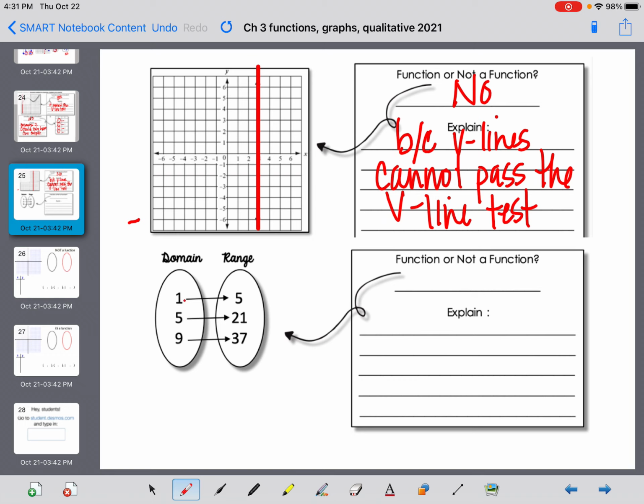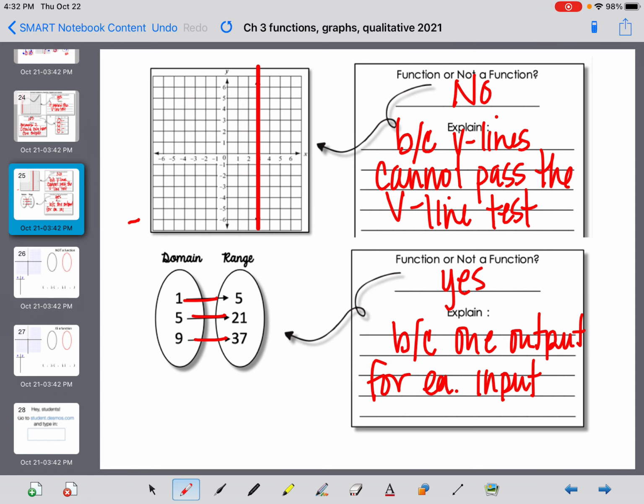Okay, last but not least, we're going to look at this one, with one output for each of these inputs. So this one would be a yes, because there is one output for each input. Okay, all right, and there you go. There's your last notes for today.